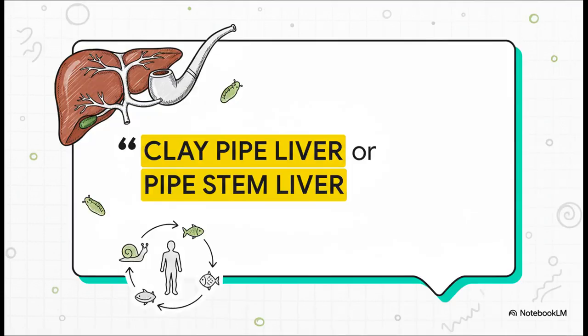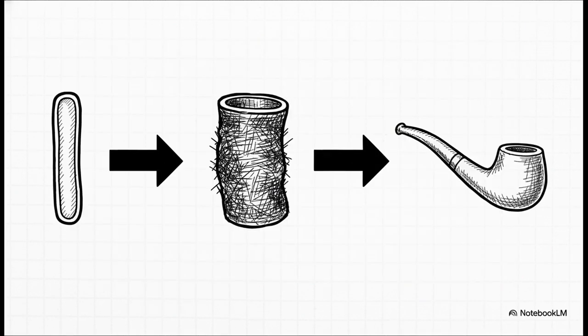And when these infections become chronic, the parasite leaves behind some very distinct long-term evidence. It's a signature calling card, a condition with a really descriptive name, pipe stem liver. So what in the world is pipe stem liver? Well, it works like this.